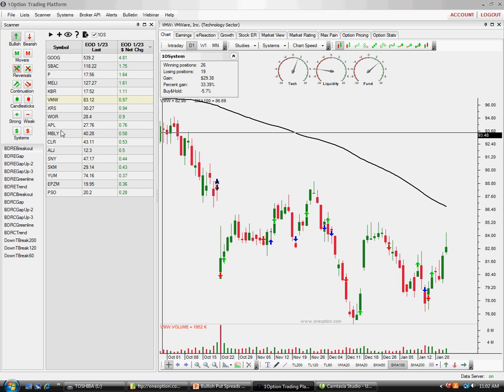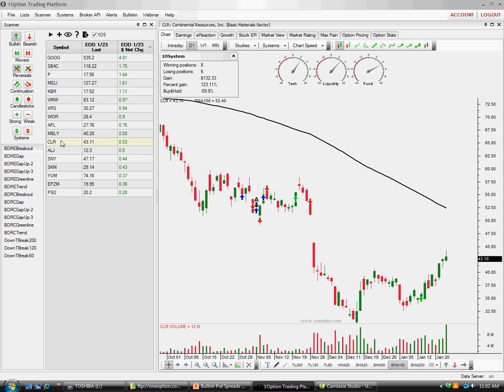And I'm just looking for stocks that I know have decent option liquidity. And you'll notice that a lot of these stocks have been in a downtrend. Well, the market has been pretty soft so far at the start of the year, and a lot of stocks have been hit pretty hard.